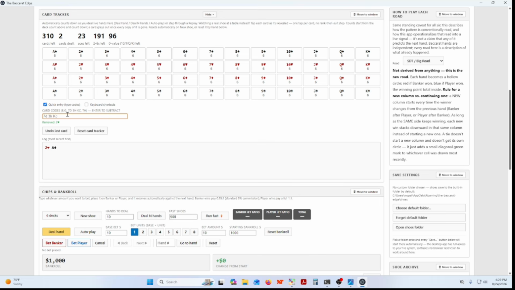If I hit six of clubs, 6C, six of clubs pops into the discard track. That's a quick way for you quick typers, and I'm not a typer, as you can see. It took me a minute just to find a 6 and a C on the keyboard.